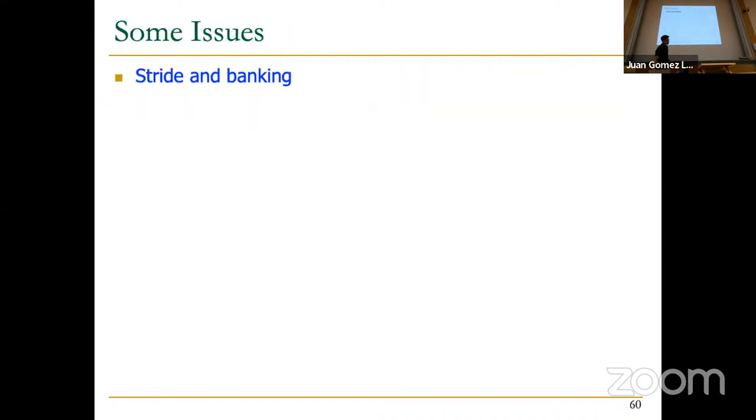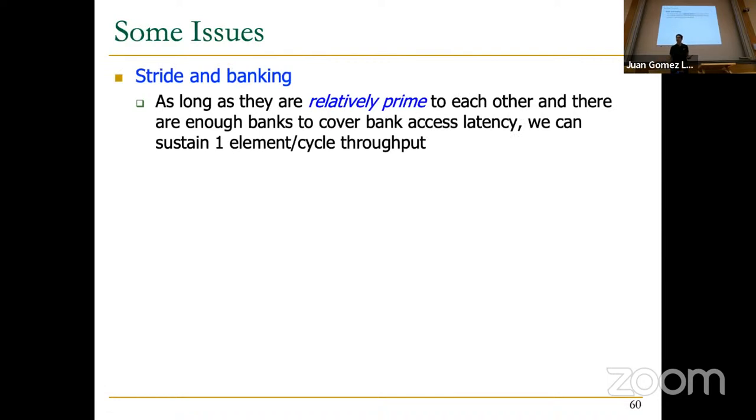Okay, some issues. Stride and banking. We have already talked about banks, right? You know that banks are there because we want to sustain multiple accesses at the same time, hopefully in order to get one new value every cycle, right? But that will happen if I can really access all banks in parallel. For sure, I can do that if the stride is equal to one, because if the stride is equal to one, I can access element zero in bank zero, element one in bank one, and so on, right?